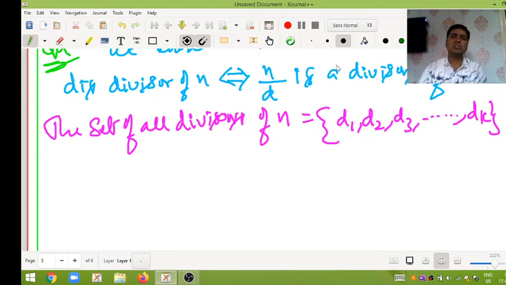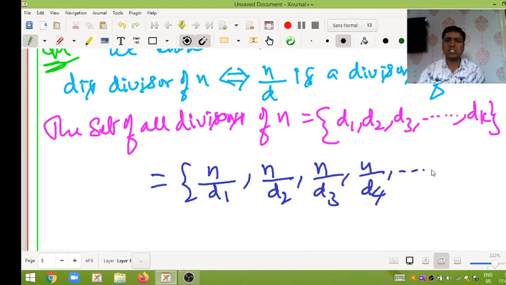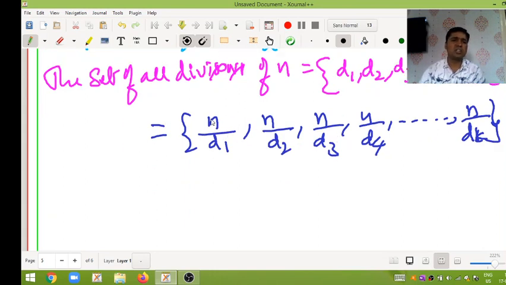We all know that according to the divisor rule, d is a divisor of n means n divided by d is also a divisor of n. So this set can be written as: d1 is a divisor of n means n divided by d1, d2 is a divisor of n so n divided by d2. Similarly, n divided by d3, n divided by d4, and so on, up to n divided by dk, my dear students. This is the set of all divisors.